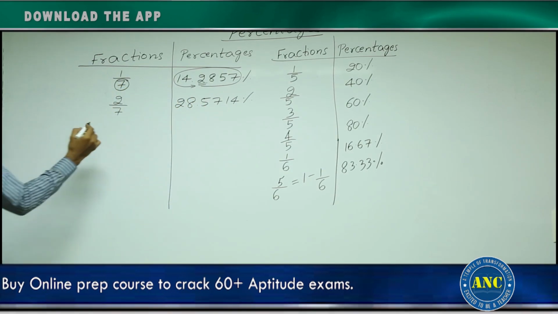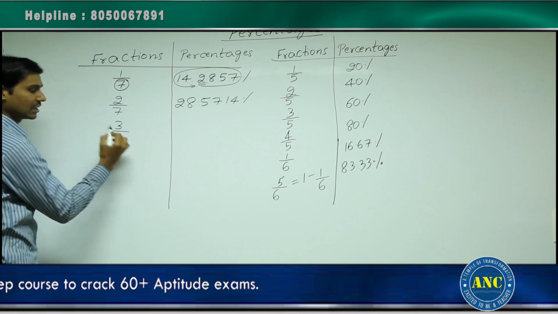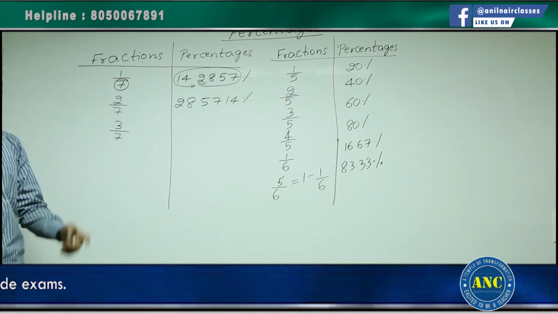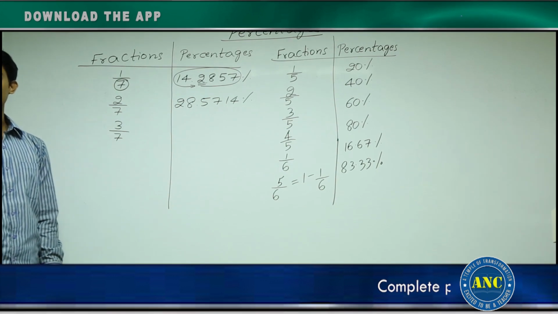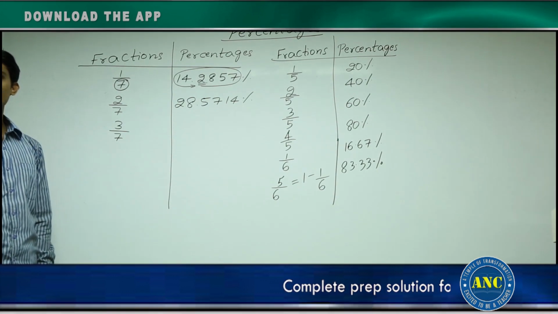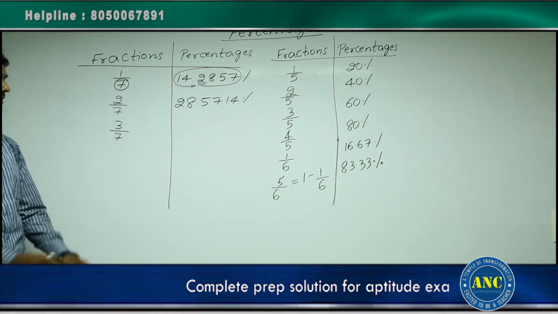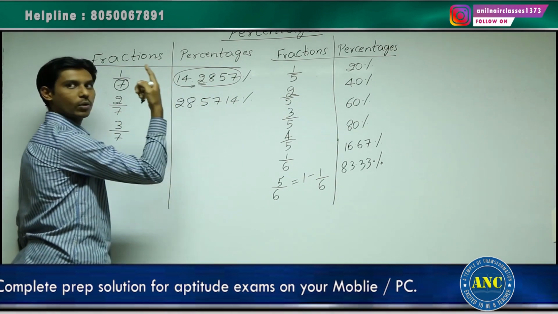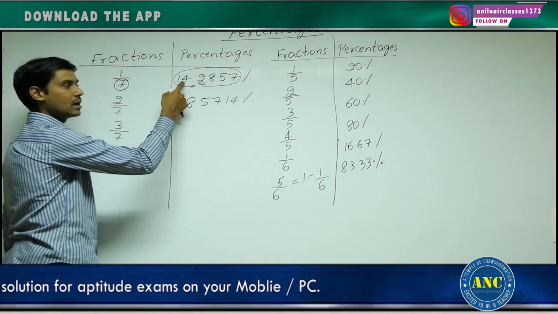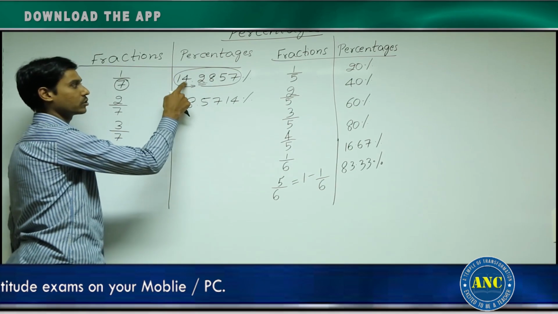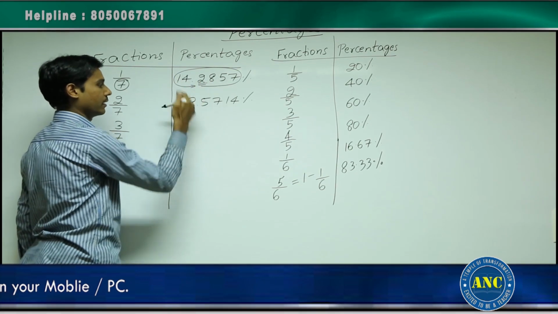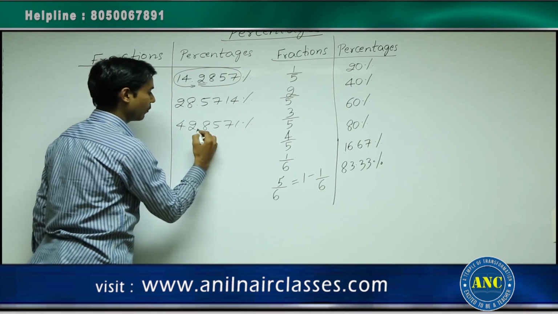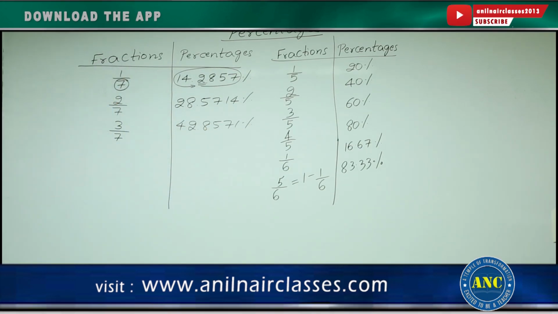Right? Similarly, suppose I want to find 3 by 7, assume it as 30. 30 by 7. How many times will 7 go into 30? 4 times. 7 into 4 is 28, and 7 into 5 is 35, which will exceed 30. It will go 4 times. Start from 4, here or here, wherever you want to start. Write down in cyclic order. It becomes 428571. After two places keep a decimal point.